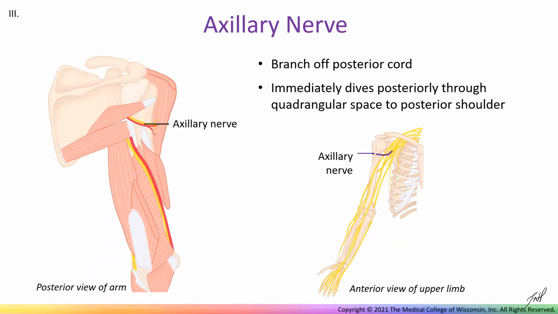The axillary nerve is the last of the terminal branches and comes off the posterior cord. It diverges from the radial nerve and immediately dives backward to the back of the shoulder through the quadrangular space, along with the posterior circumflex humeral artery.